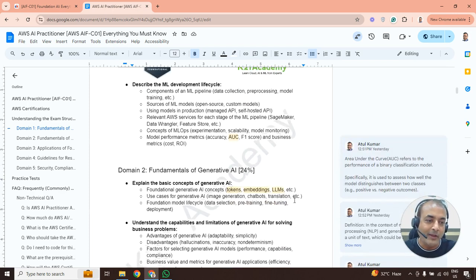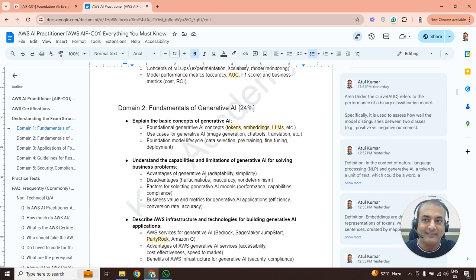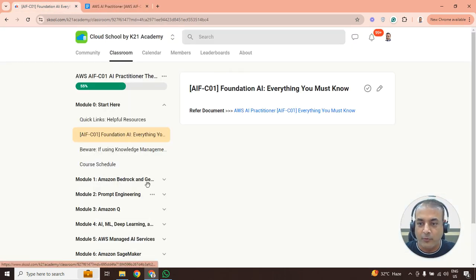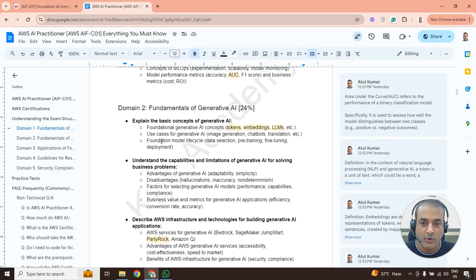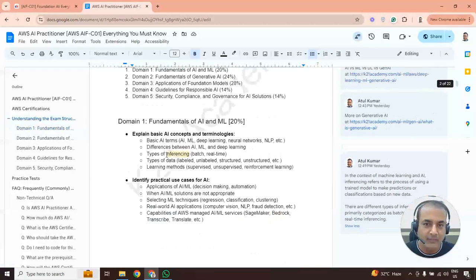Again, I'm not going to go deeper. You can read those concepts on here as well if you want. But we're going to go deeper inside that. Each of these, if you go inside this program, you will be seeing all these services. And inside that, we'll be covering all these topics which I'm talking about here. So that's about domain one, which is fundamentals of AI and machine learning.